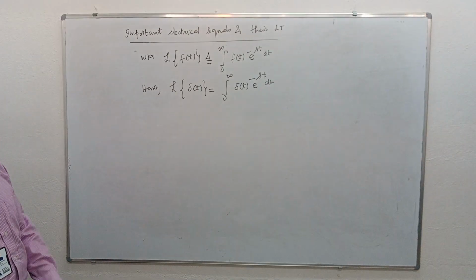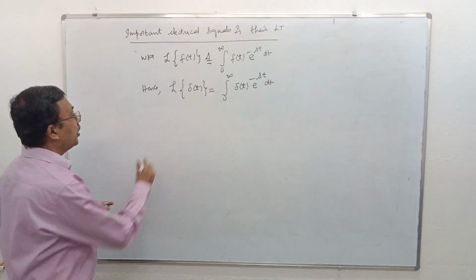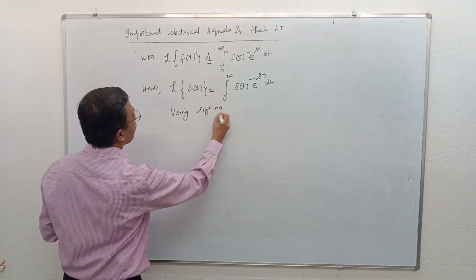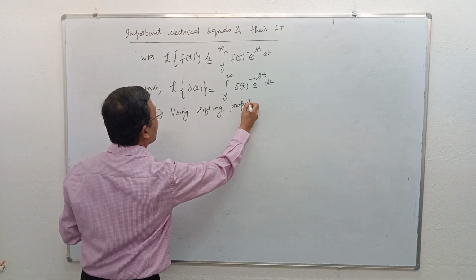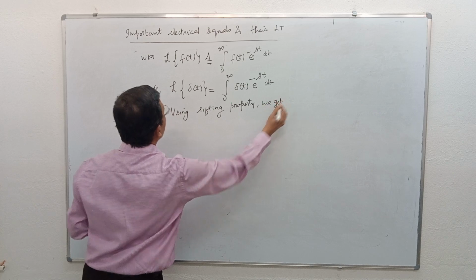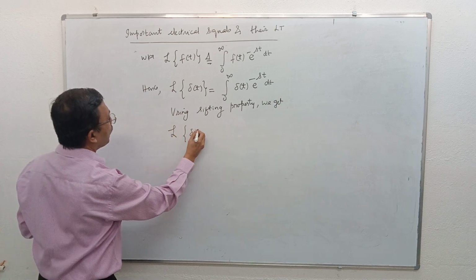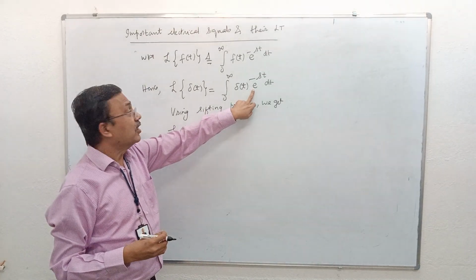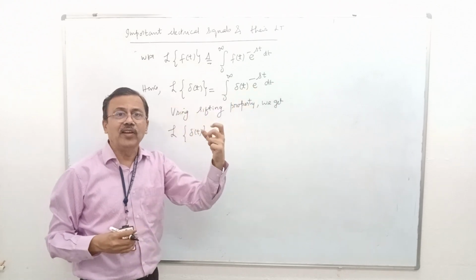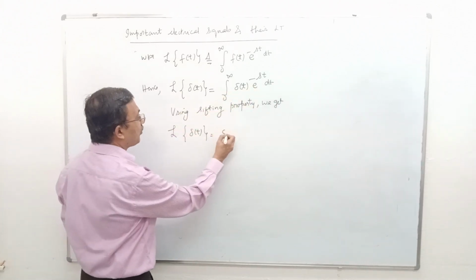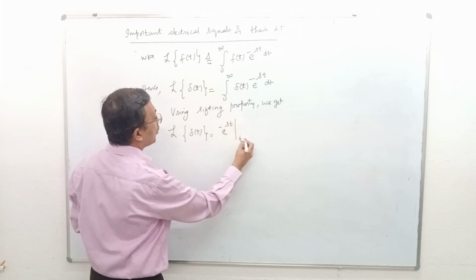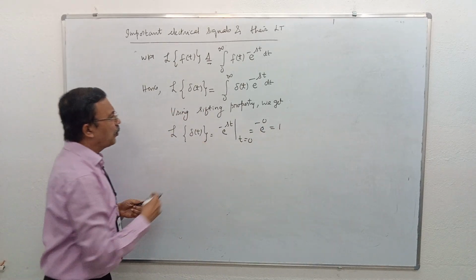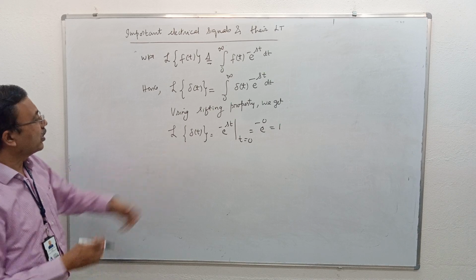How to evaluate this integral? To evaluate this integral, use the shifting property. Using the shifting property, we get the Laplace transform of delta of t is equal to, here the function f of t is e power minus st. It will get evaluated where the impulse is located. The impulse is located at t is equal to 0. So e to the power minus 0 is equal to 1. Therefore, the Laplace transform of an impulse function is 1.